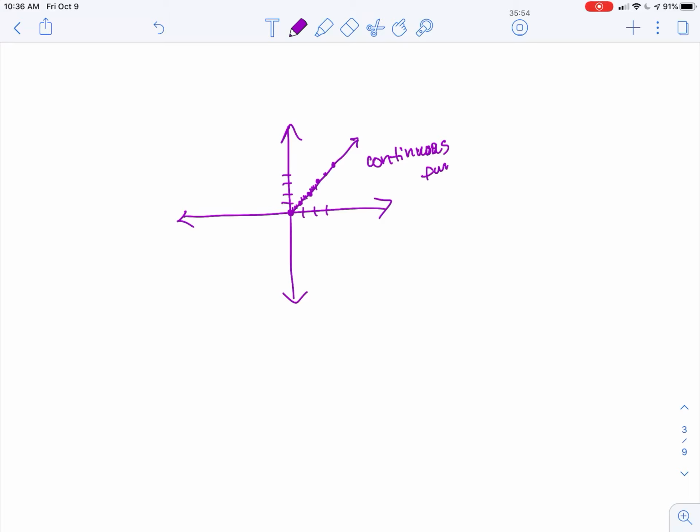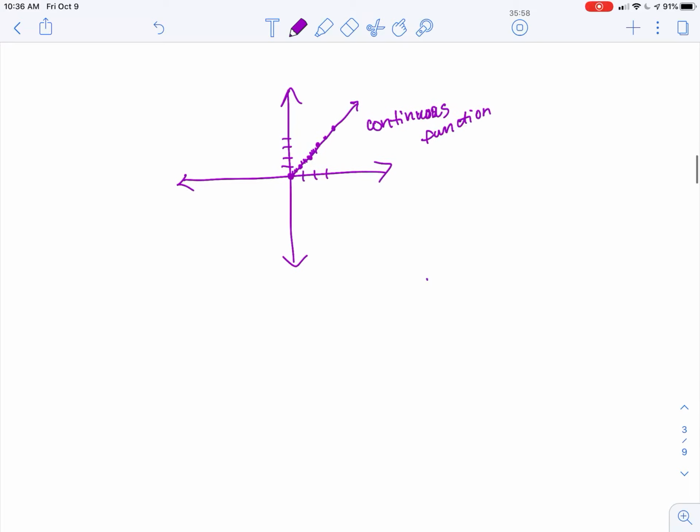Okay, that is a continuous function, whereas if I eat, let's just say, in 1 hour, I eat 1 full cookie. In the second hour, I eat 2 full cookies, and so on, okay? These are not going to connect, right?